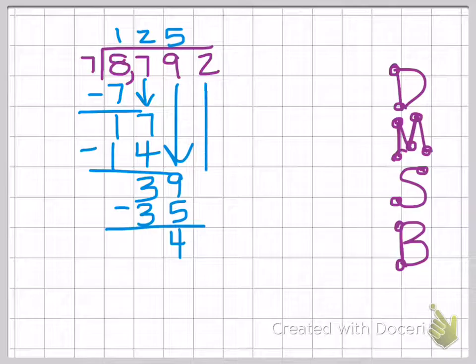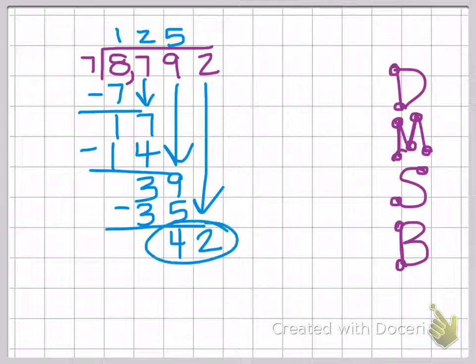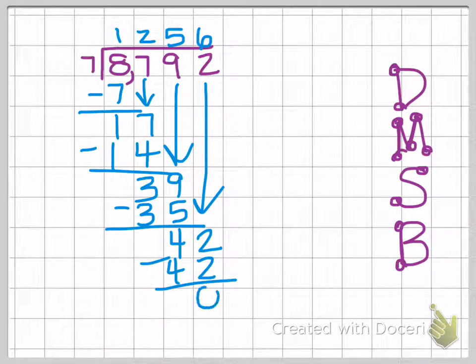My next step is to bring down the next digit, which is 2. So now I'm working with 42 divided by 7. I know from my fast facts that that will be 6. Now I do the multiplication. 6 times 7 is 42. Next I subtract. 42 minus 42 is 0, and there's no other digits to bring down. I don't have a remainder. I make sure to put my comma up there, and now I know my quotient is 1,256.